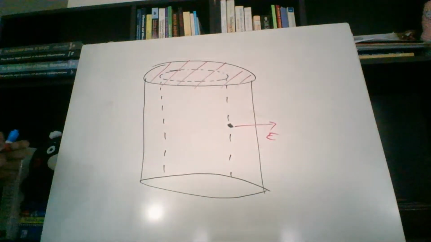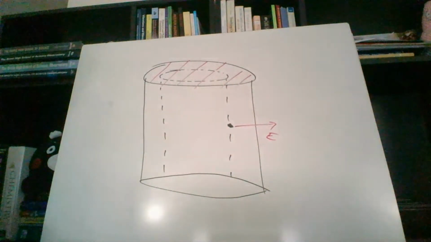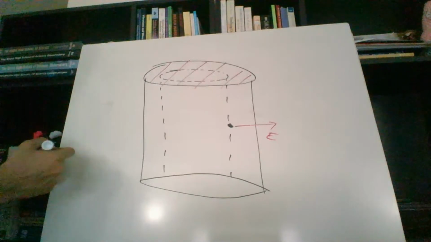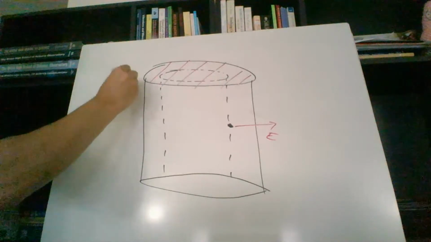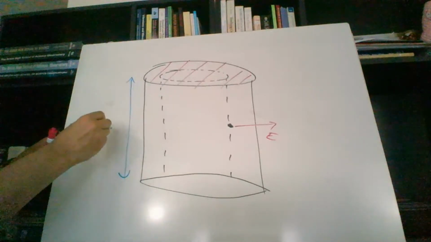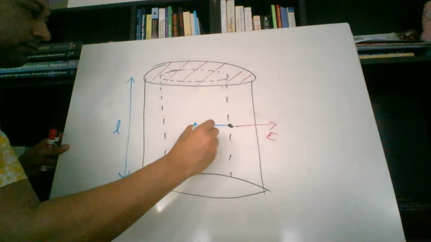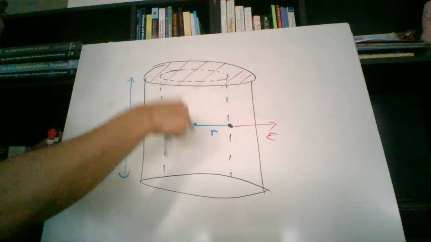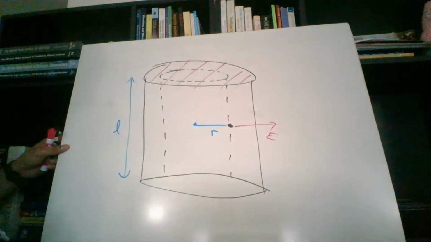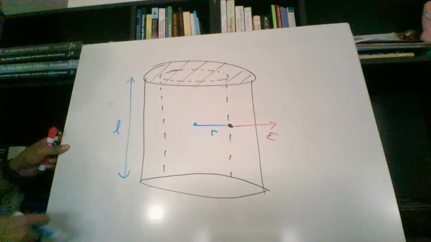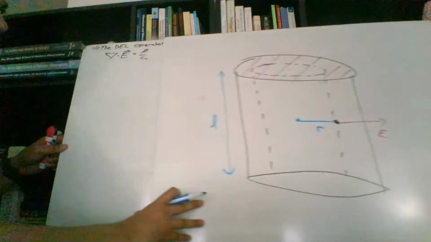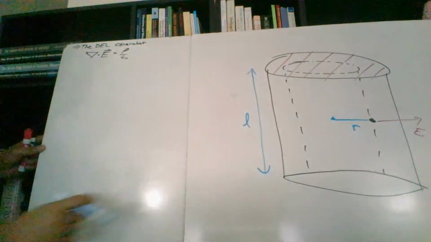And I want to know a bunch of different things. So we need to write some other stuff down. This is the length L. This distance from here to here is r. So our Gaussian shell is a cylinder of radius r. Is there anything else I want to say? I think that's it. Okay, so let's work it out.